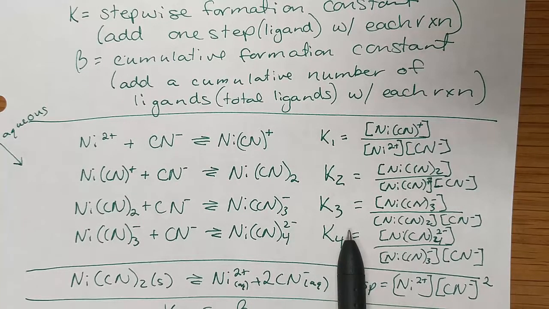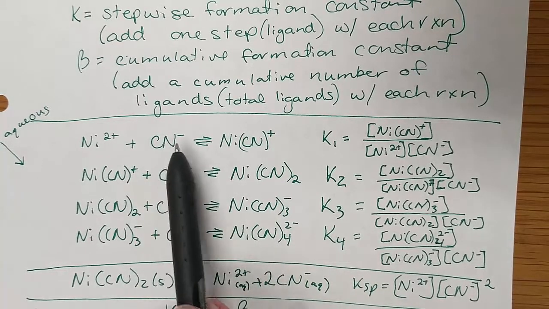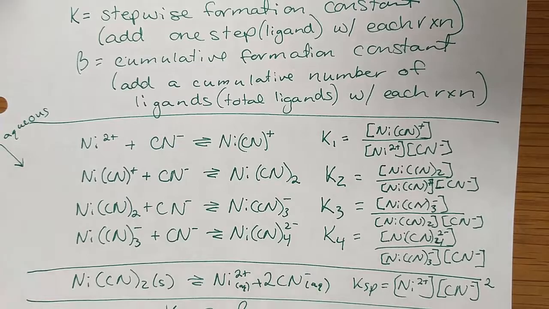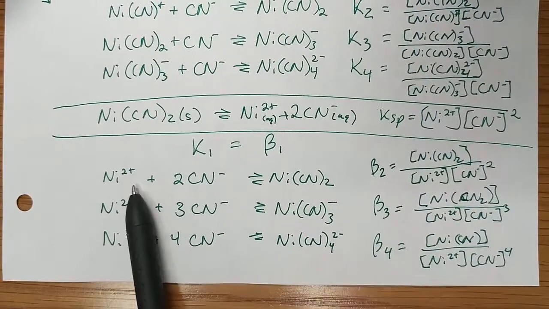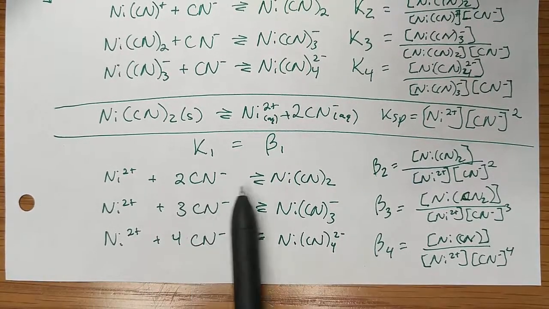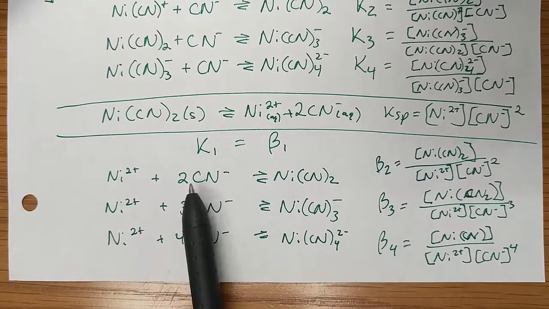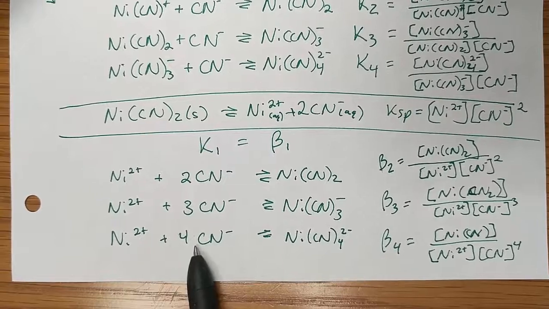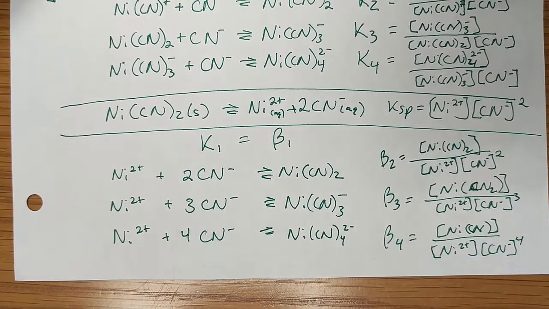But if we look, we could do this in a different way. Instead of adding just one, so individual itty bitty one steps, we can add them all at the exact same time, like here, where we've got nickel plus 2 cyanides gives me nickel cyanide, and this is beta 2 because this is where I'm adding 2 of them. Here, 3 cyanides, beta 3. Here, 4 cyanides, beta 4. So these are my cumulative formation constants.